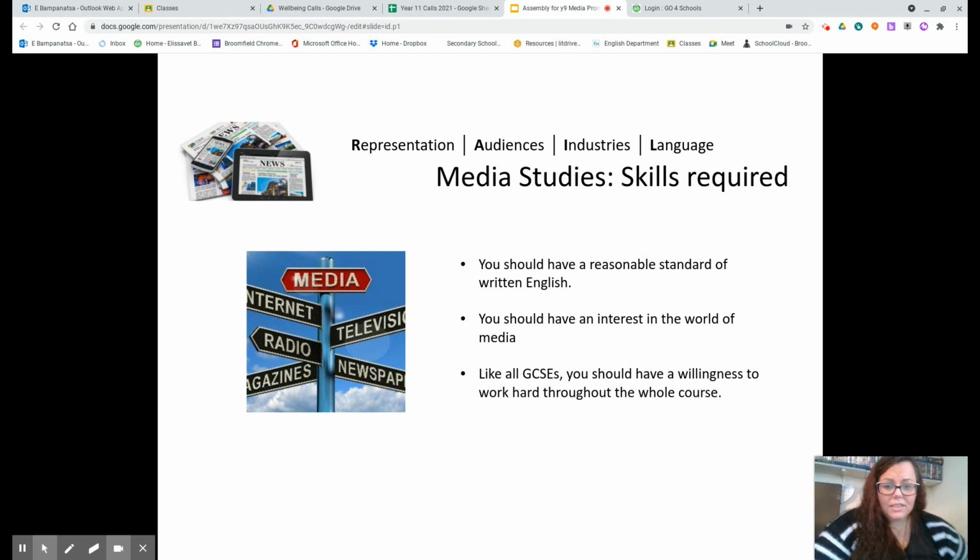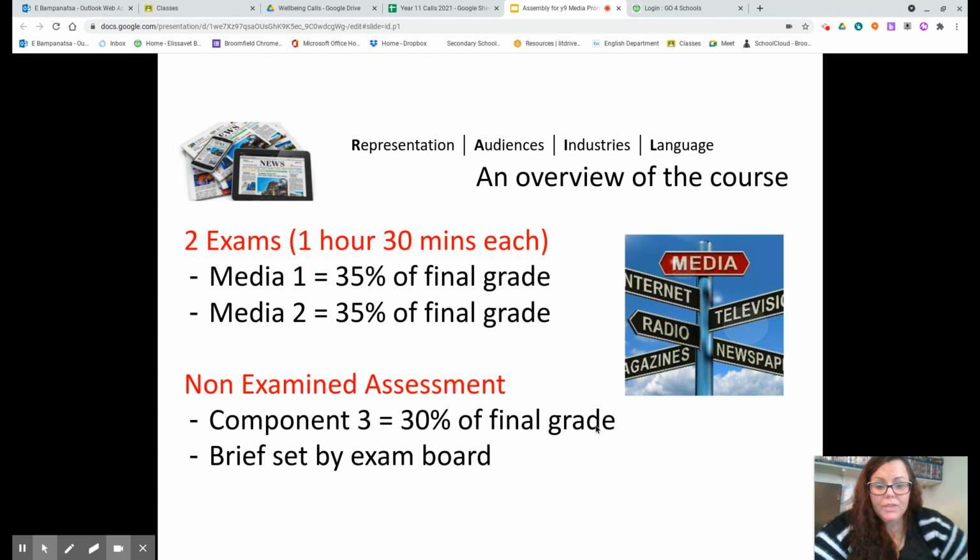For media studies, the skills that are required are that you should have a reasonable standard of written English. In media, we're looking into several sophisticated terminology, which means it's really important to understand English. You should have an interest in the world of media. And like all GCSEs, you should have a willingness to work hard throughout the whole course.